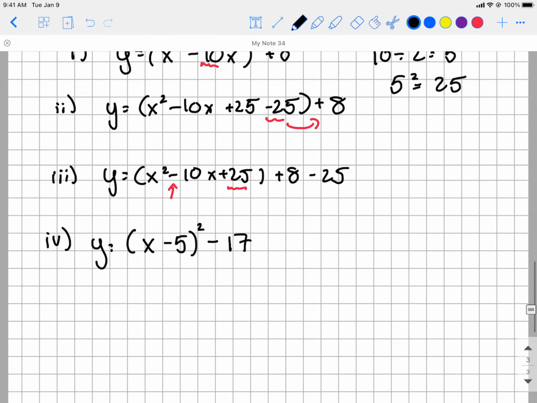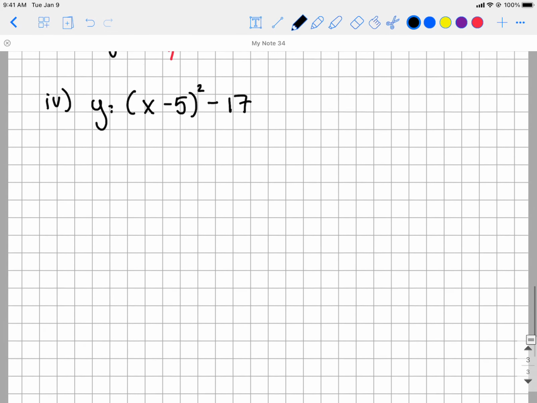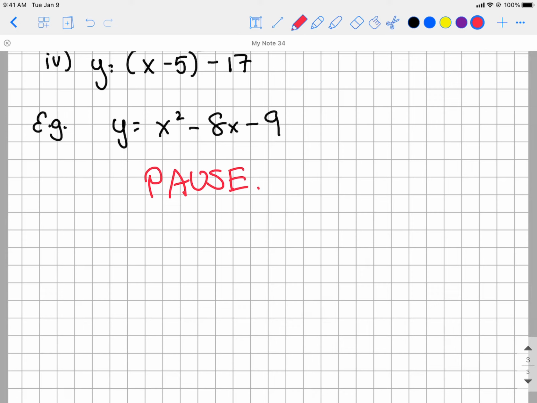So let's try one more of these that you can do on your own, and that will be the end of the video. So you've got y equals x squared minus 8x minus 9. Pause the video here, try this one out, and then come back once you're done.